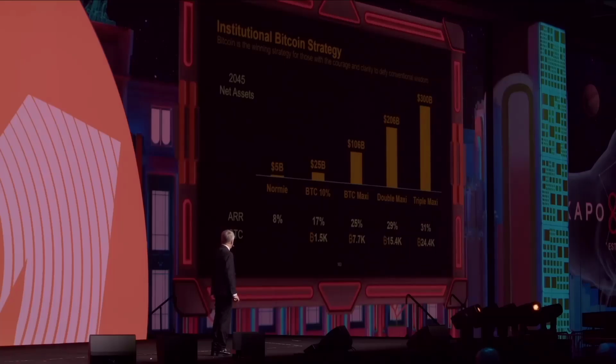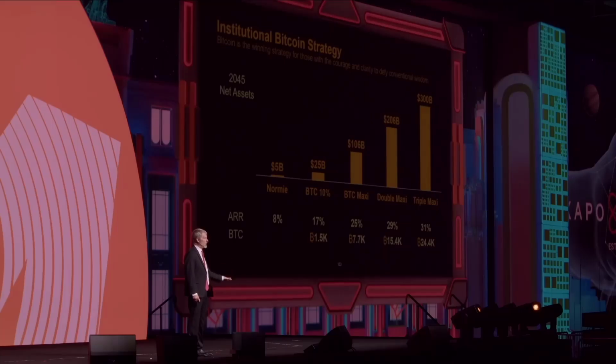You start with $1 billion, and in 21 years, you'll have $5 billion as your normie, and you'll be patting yourself on the back, talking about what a good job you've done managing the endowment. But it could have been 300 billion. It could have been 100x. Not that hard, very straightforward.